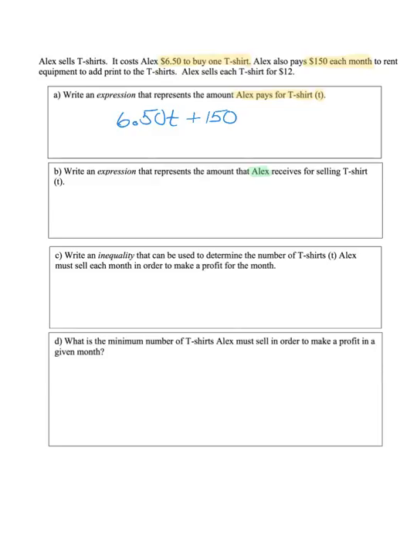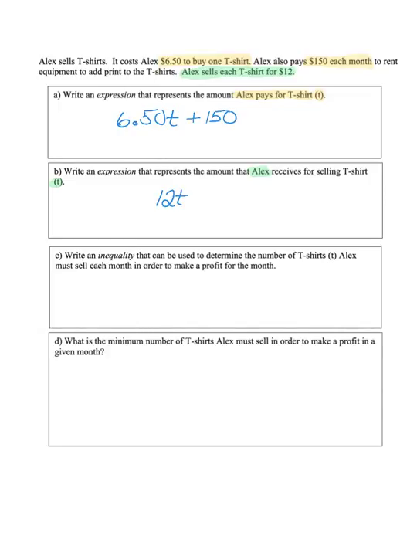Going to the second part, we're now looking for the information about where Alex is selling his t-shirts and how much money he's receiving for selling them. And again, we're looking for an expression, so no equal sign. And again, we're still using t as our variable to represent the number of t-shirts. So looking at the information above, we can see that Alex sells his t-shirts for $12 each. And now we can write a variable expression for that situation. So if we take the value per t-shirt, which is $12, and multiply by our number of t-shirts, t, we now have an expression that represents how much money Alex makes from selling t-shirts.